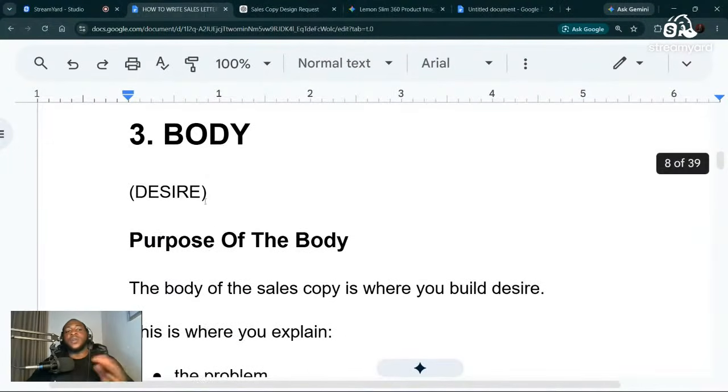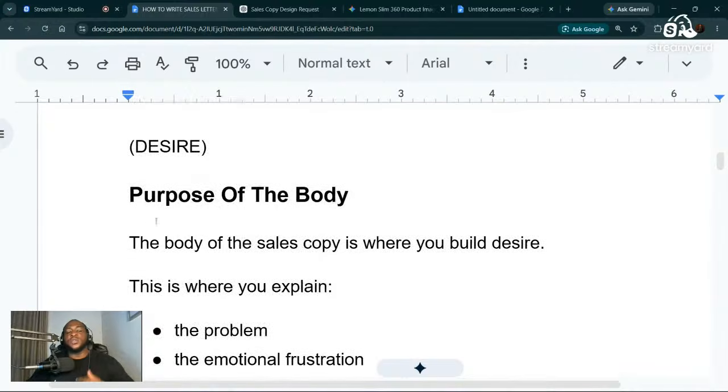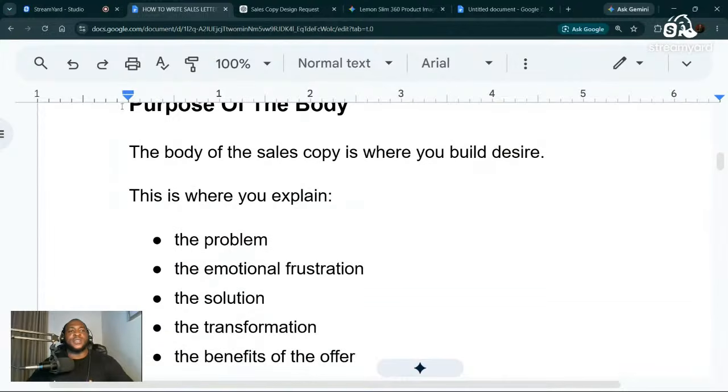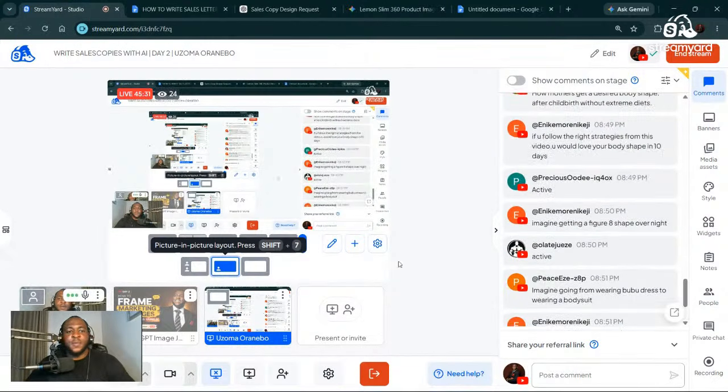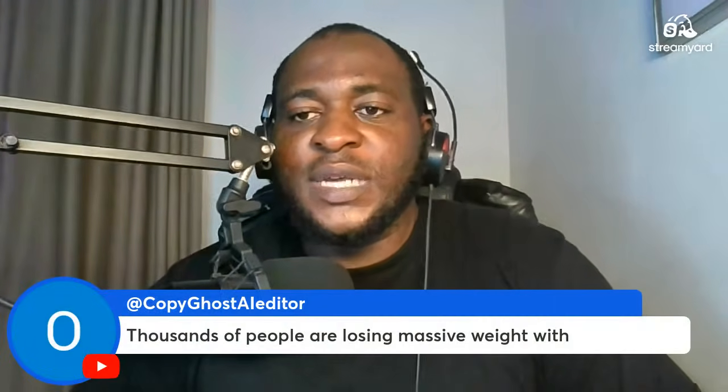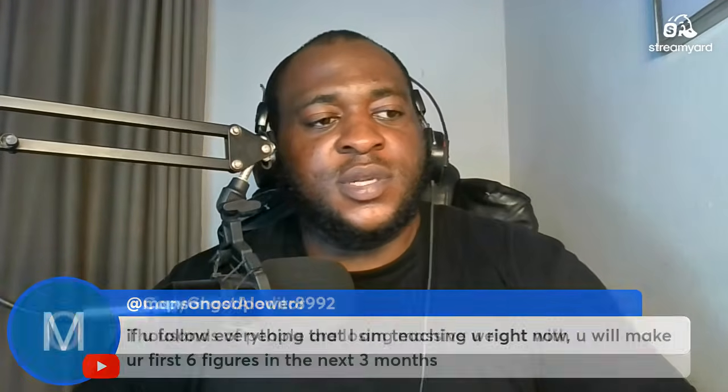So right now we are done with the word hook. The next thing is to go over to the body of the copy. I think that was what we did here. All right, active. So many of you are helping me in the comment section. Well done, guys. I can see many helping. Somebody said thousands of people. Very good. This one is good.